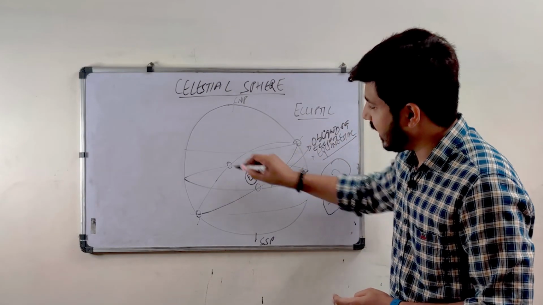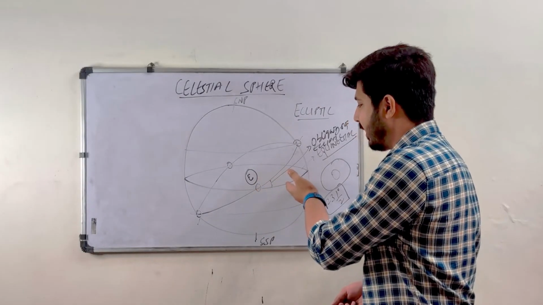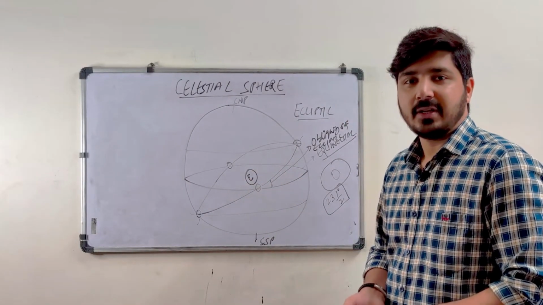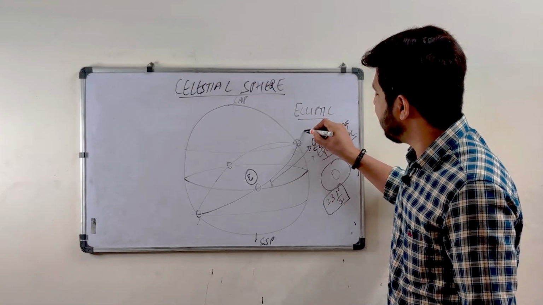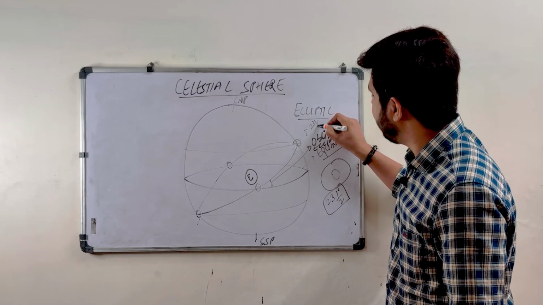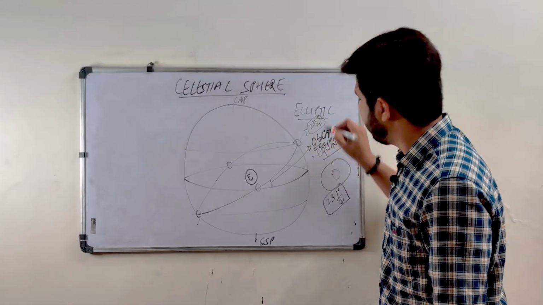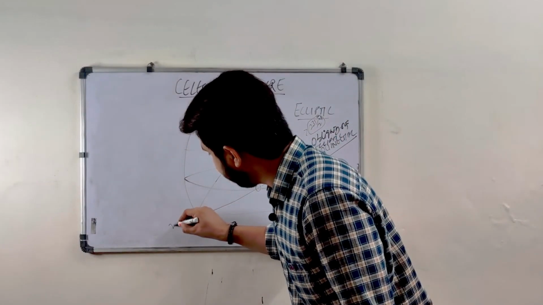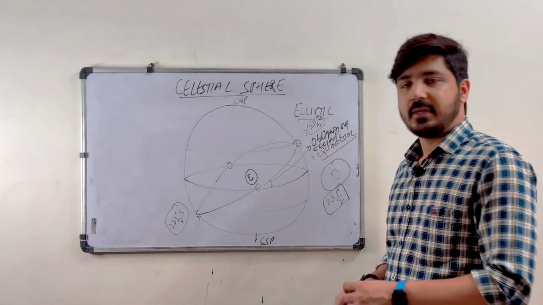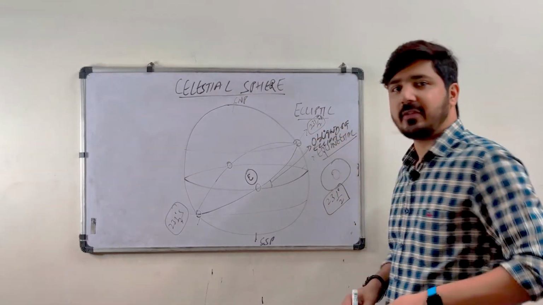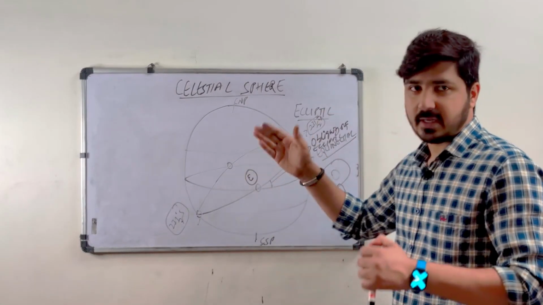At these 2 points, the declination of the sun will be 0 because it is actually on the equinoctial, and on the equinoctial the declination is 0, right? So this maximum declination is 23.5 degrees approximately. This will be 23.5 degrees north, and this will be 23.5 degrees south. This is the approximate figure, 23.5. So the sun will go south, 0, north, then again 0, south.